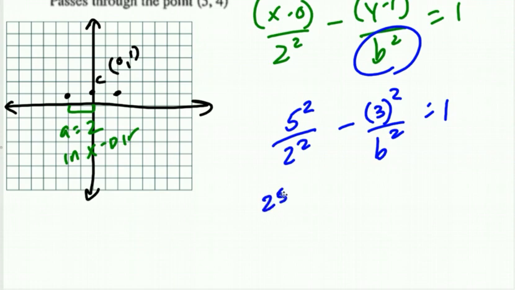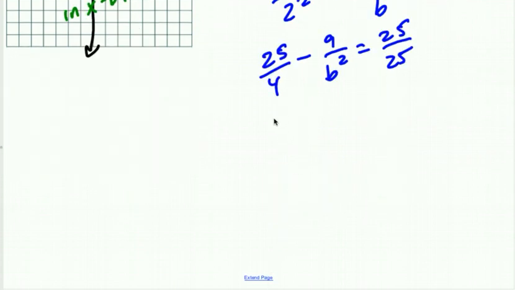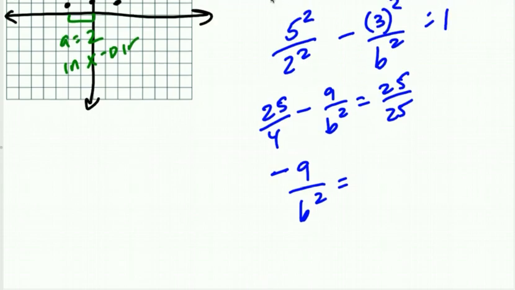So I get 25/4 minus 9 over b squared equals, I'm going to go ahead and call this 25/25, right? So when I subtract, I'm going to get negative 9 over b squared equals, oh, sorry, I didn't mean to make it 25/25. I meant to make it 4. Come on, brain. Sometimes we have our moments. The common denominator is not 25. The common denominator is 4. Come on, Hogan, you had one job.